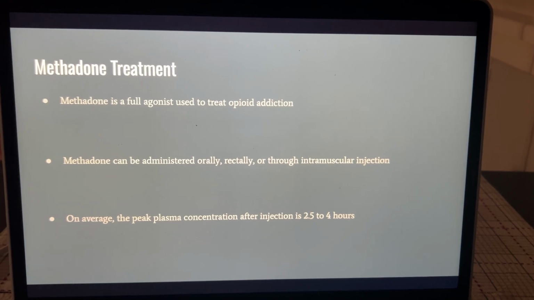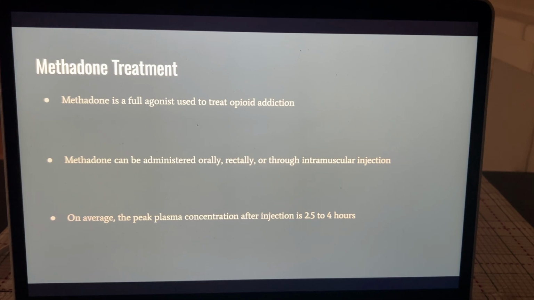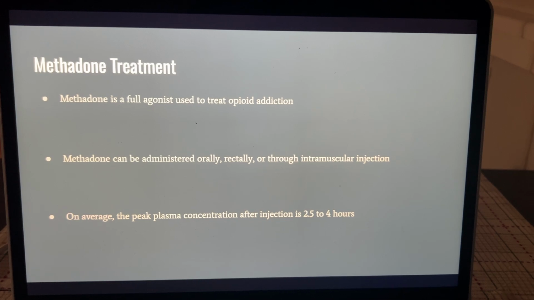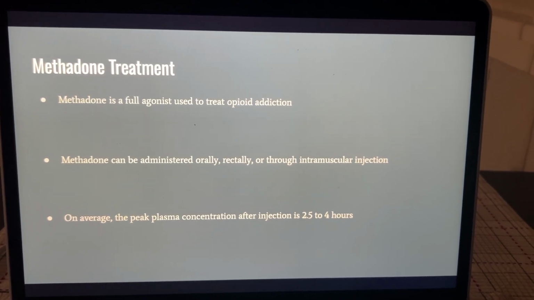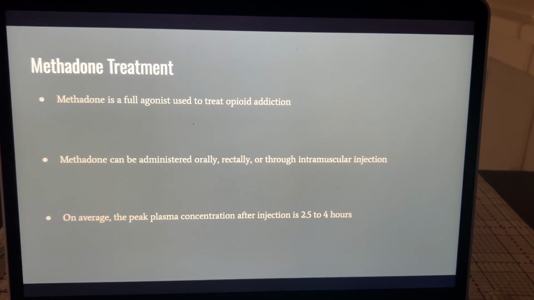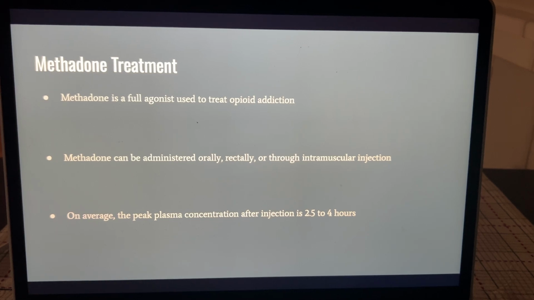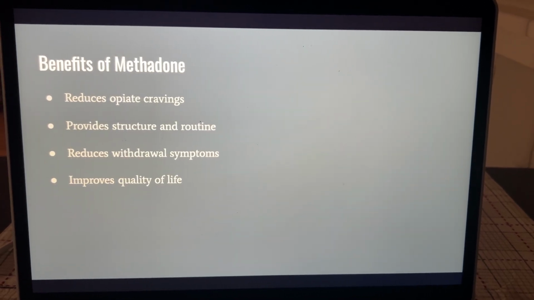When it comes to intramuscular injection, the peak concentration depends on the location of the injection. On average, the peak plasma concentration of methadone after injection is 2.5 to 4 hours approximately. So when consuming methadone, patients, as previously mentioned, have to go to that specialized clinic, so that can be a little bit of a barrier for some individuals that are taking methadone. But before we jump into the barriers, I do want to discuss the primary benefits of methadone.